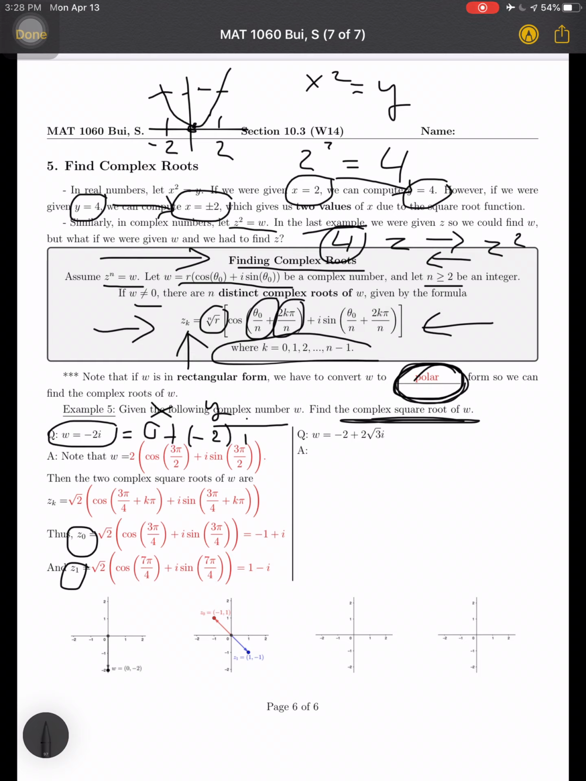First of all, you have to know your radius, right? And the way that we figure out the radius is that we do the square root of x squared plus y squared, which says that we're going to do the square root of 0 squared plus negative 2 squared. And after that, you get 4.